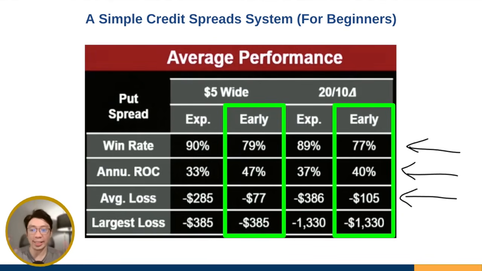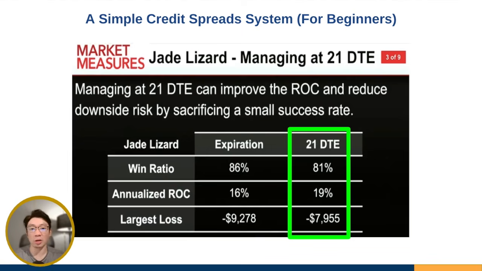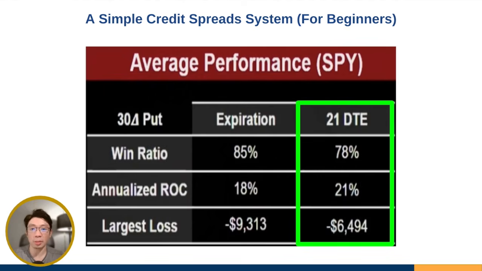Now, this 21 DTE exit is not applicable only to put spreads. It's applicable throughout all different option strategies, and this has been proven by the Tasty Trade team as well. As you can see over here, this is the Jade Lizard. If you were to exit at 21 DTE, again, overall you get a better return. Then this is for the 30 delta put option, just a very simple short put. Same thing as well: exiting at 21 DTE, although you have a lower win rate, you overall get a higher return.